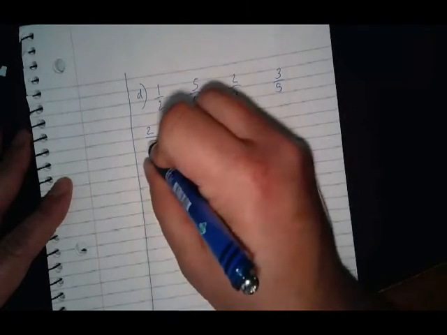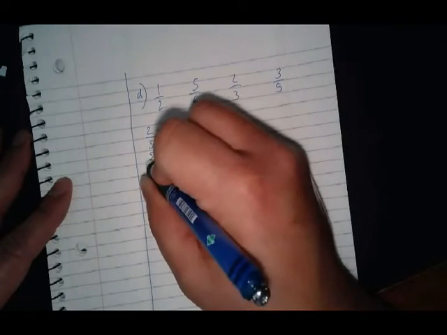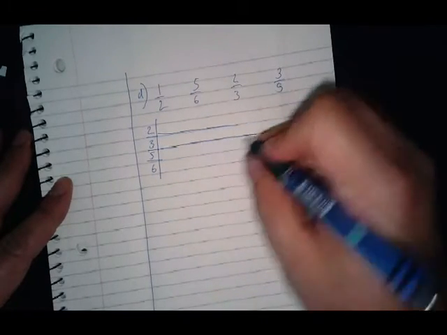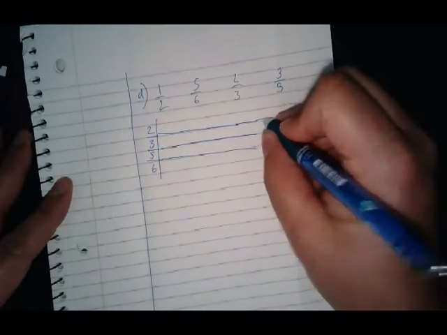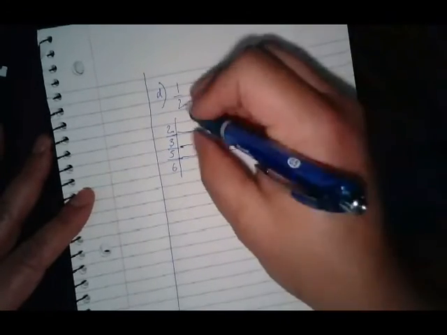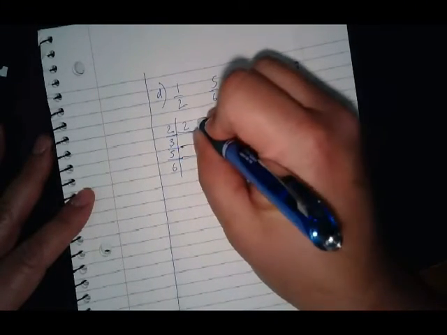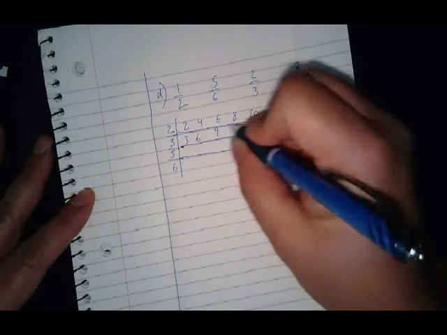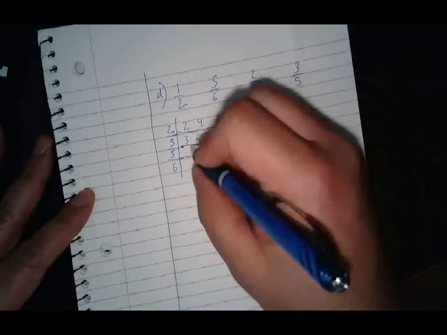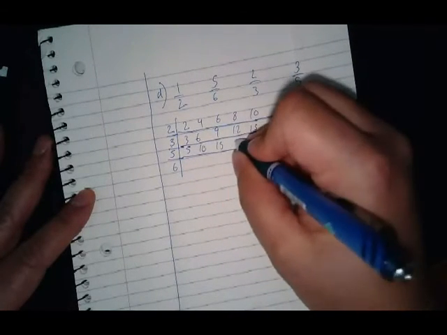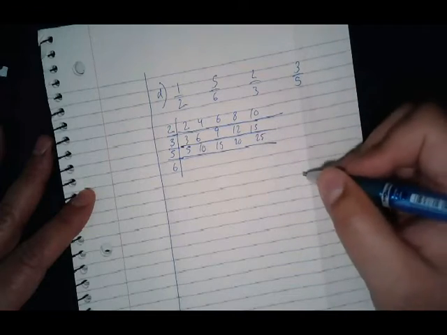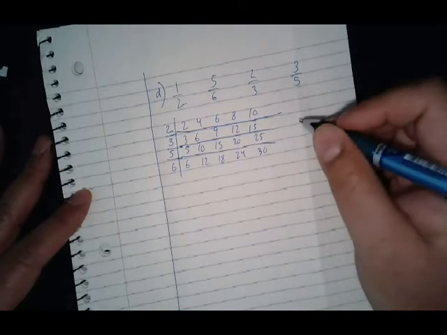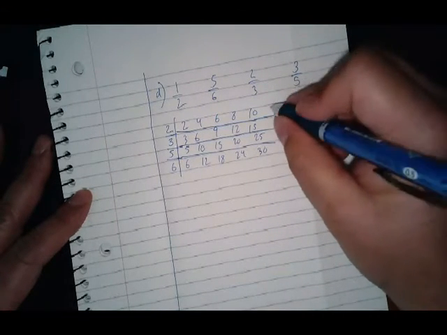I'm gonna do the long way first, not the wrong way, but the long way, just to show you where I'm coming from. I'm gonna do the first five multiples for each denominator: 2, 4, 6, 8, 10. 3, 6, 9, 12, 15. 5, 10, 15, 20, 25. And then 6, 12, 18, 24, 30. Still nothing. I'm going to do another 5.